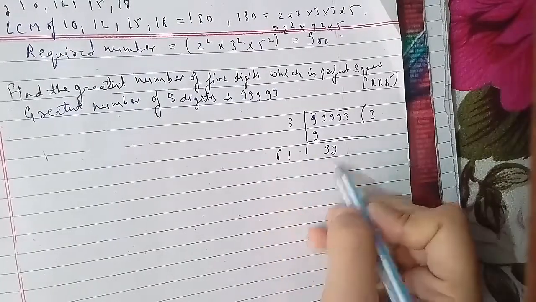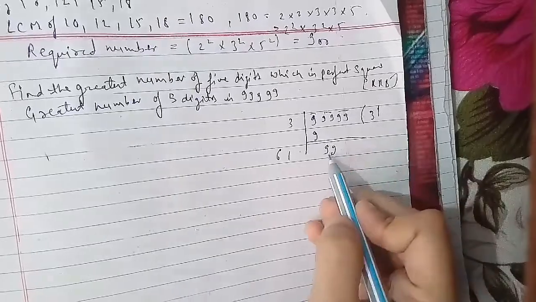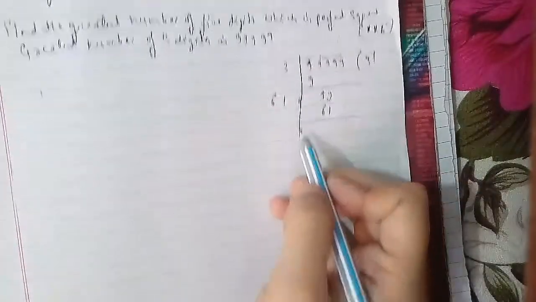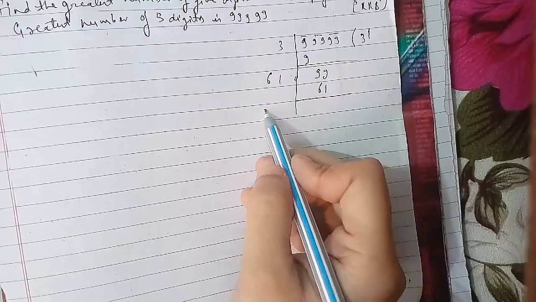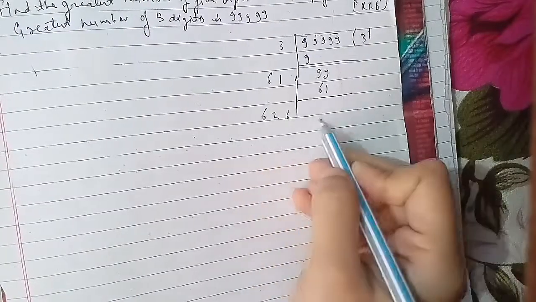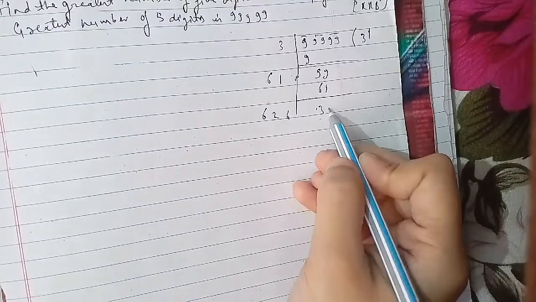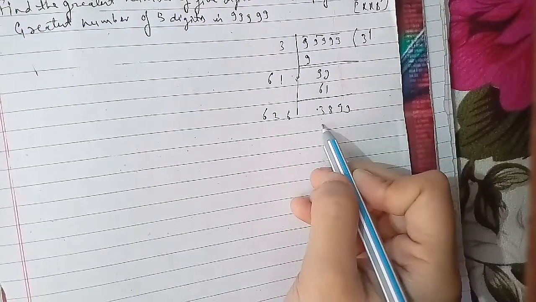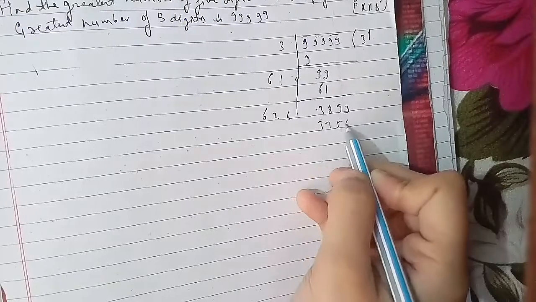Now we'll go ahead with another question, the 21st question of the session. That is also an important one. Find the smallest number that must be added to 1780 to make it a perfect square, that we have to talk about.